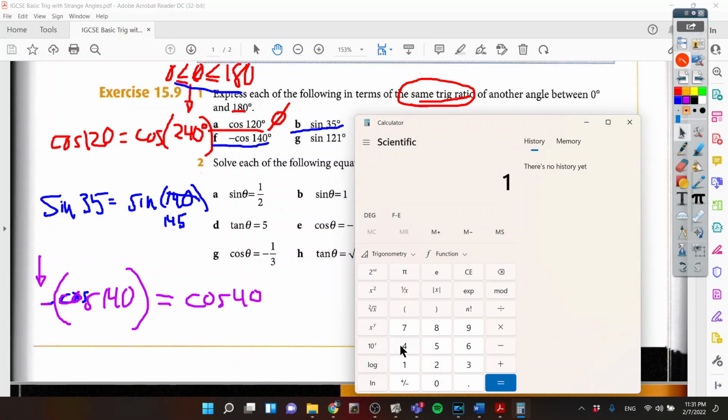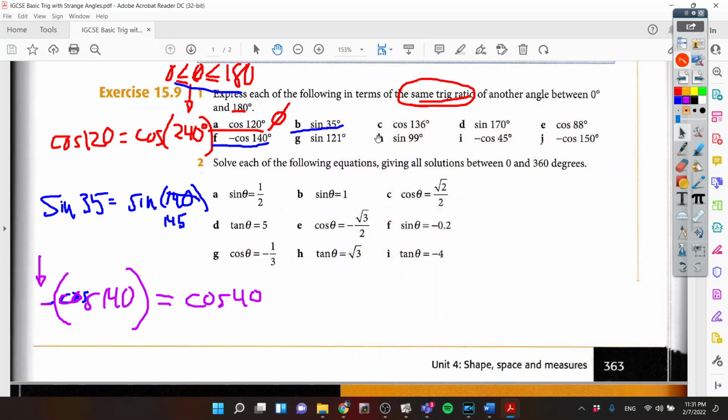Okay, 140 trig cosine negative. So 0.766, and then 40 cosine 0.766. They're exactly identical. So nice. So that's the whole idea in the first ones.